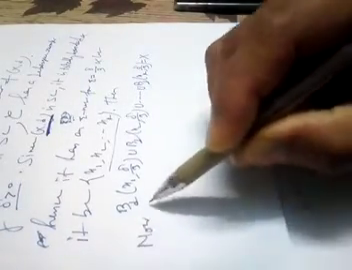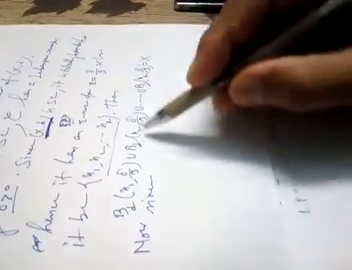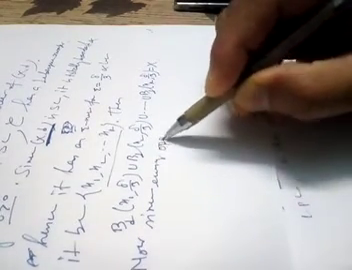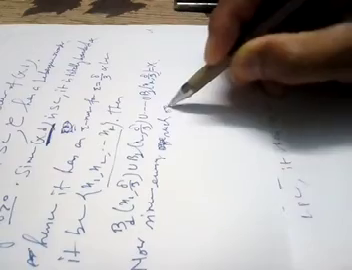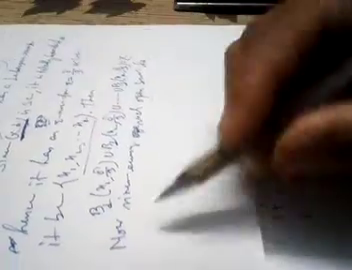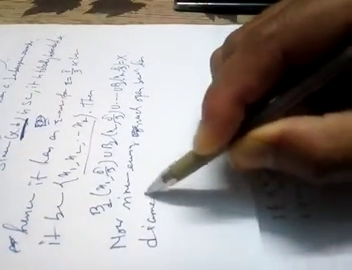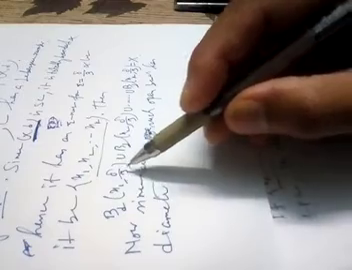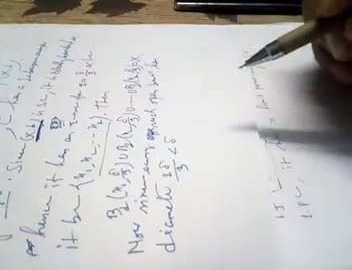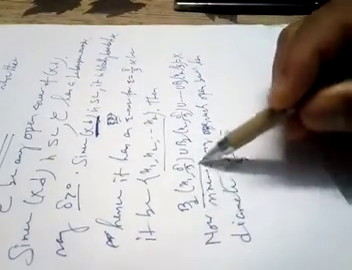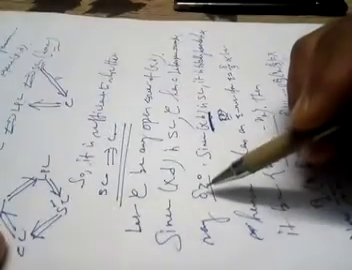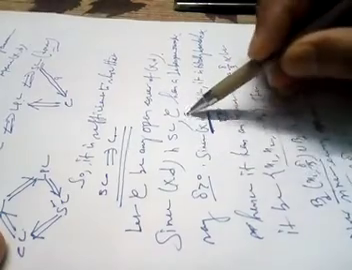Now, since every such open ball has radius delta by 3, its diameter is 2 delta by 3, which is less than delta. So every open ball has diameter less than delta, and delta is a Lebesgue number for this open cover.